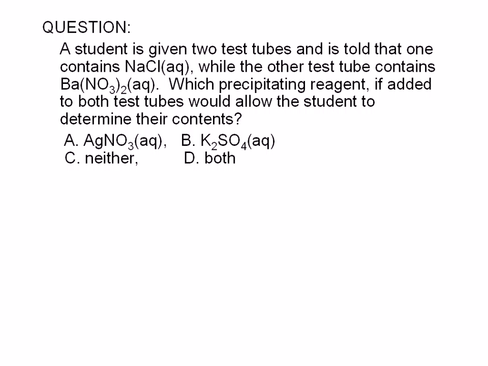A student is given two test tubes and is told that one contains an aqueous solution of sodium chloride, while the other contains an aqueous solution of barium nitrate. Which precipitating reagent, if added to both test tubes, would allow the student to determine their contents?